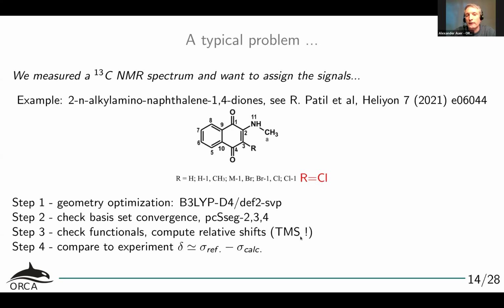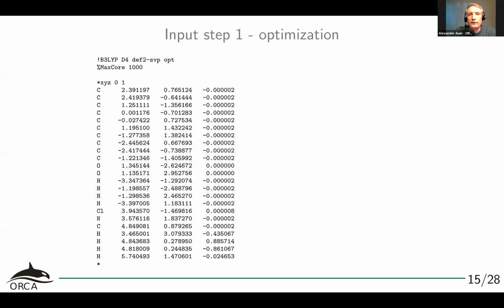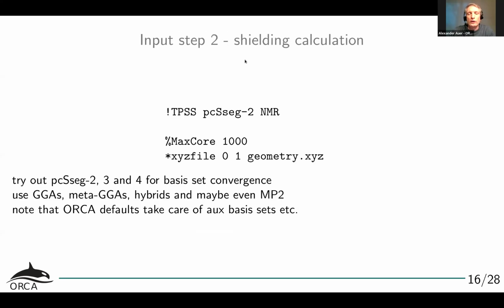So we always calculate TMS as well as standard, and then subtract the absolute shielding of TMS from the calculated ones. And this is how we can match the experimental spectrum. So geometry optimization, nothing fancy. This is just a sample input. And what we get here is first geometry, and I call this geometry.xyz. And then we do the shielding calculation.